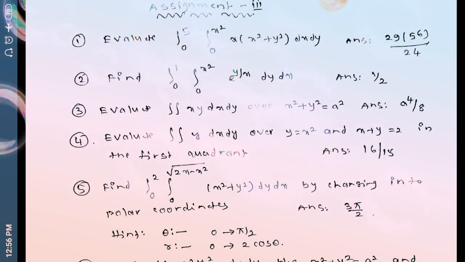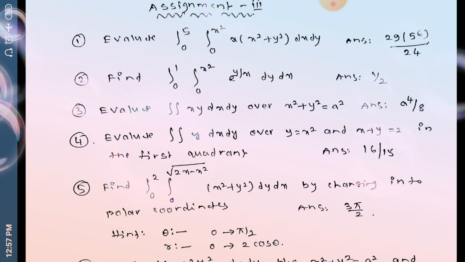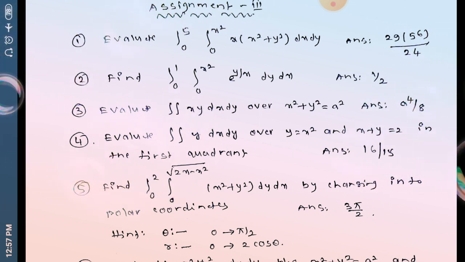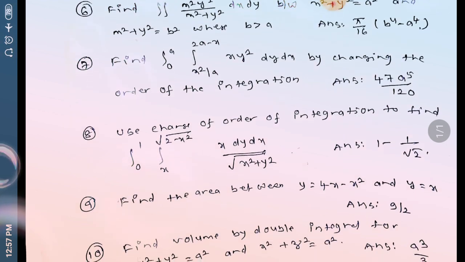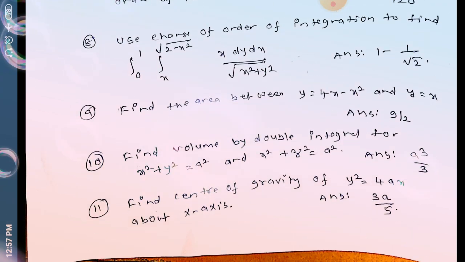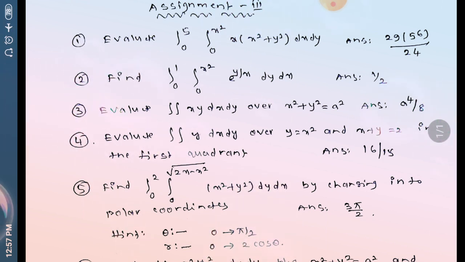Multiple integrals. I'm just giving you the assignment corresponding to the multiple integrals. So I would like to give you brief instructions regarding the problems that I have already given in assignment number 3. Overall, it consists of 11 problems. I'm giving them to you one by one so that you can practice and have an idea on how to do the problems on multiple integrals.